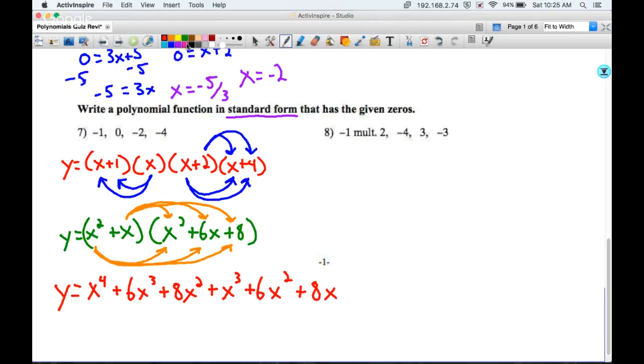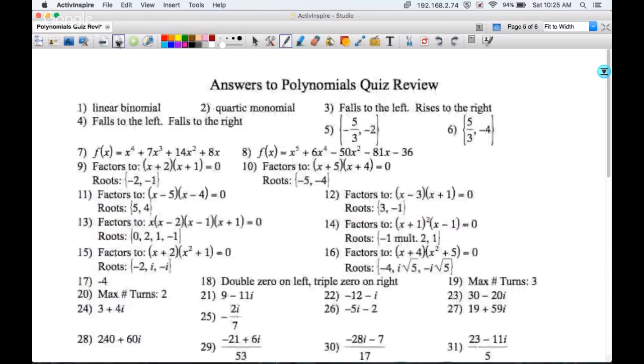All right, and final answer. Here, y equals x to the fourth plus 7x to the third plus 14x squared plus 8x. Well, I didn't miss any terms there. Let's go look at number 7 real quick in the answer key.